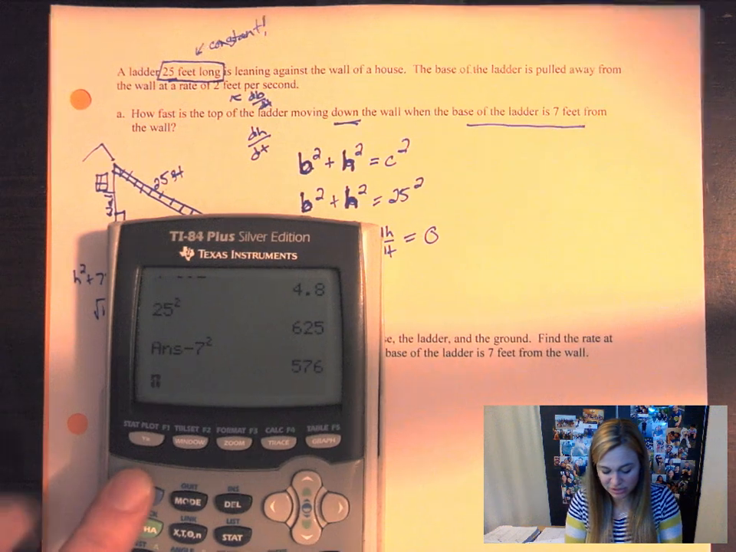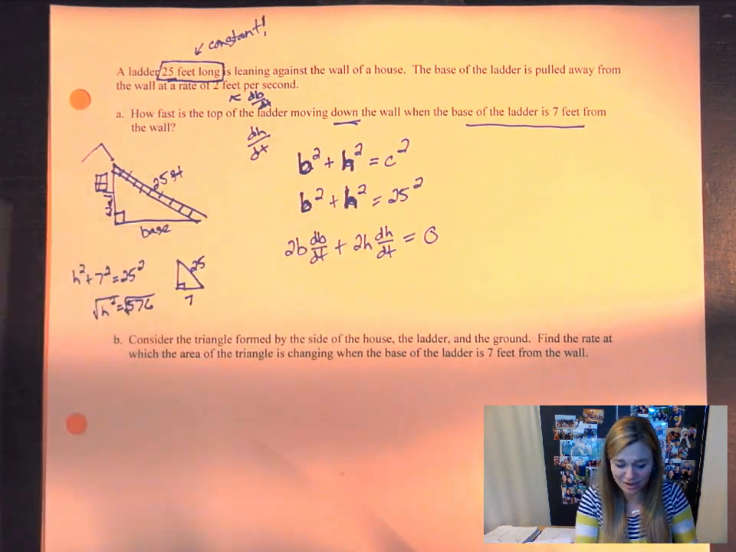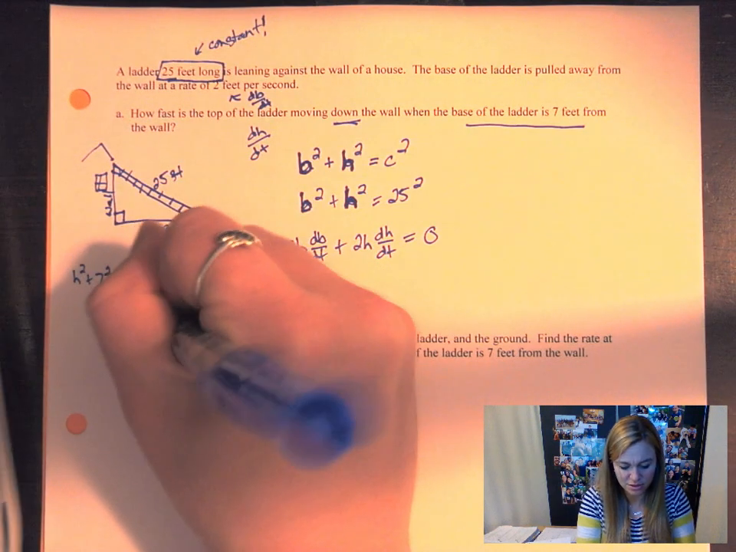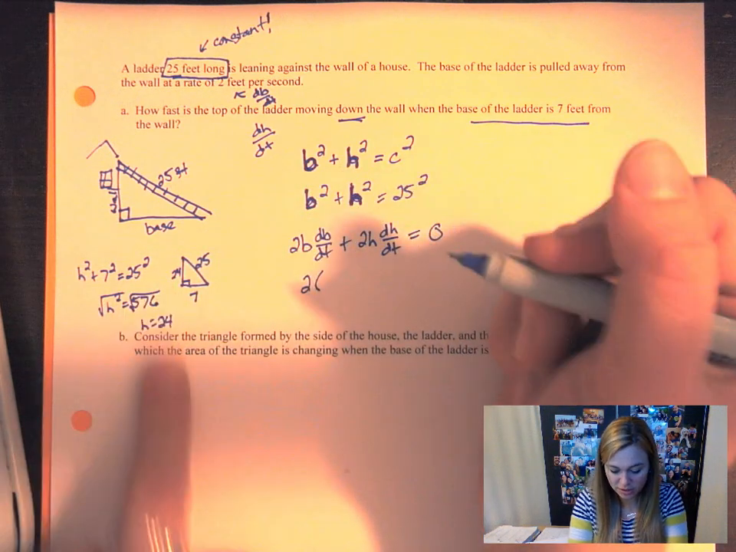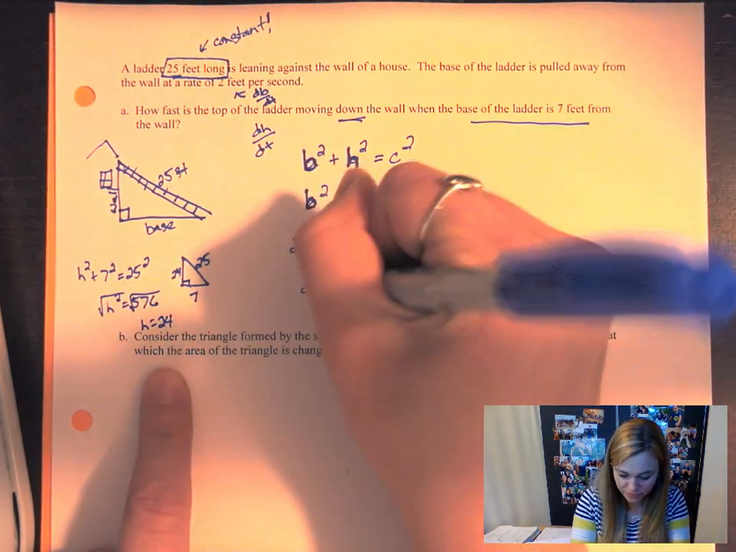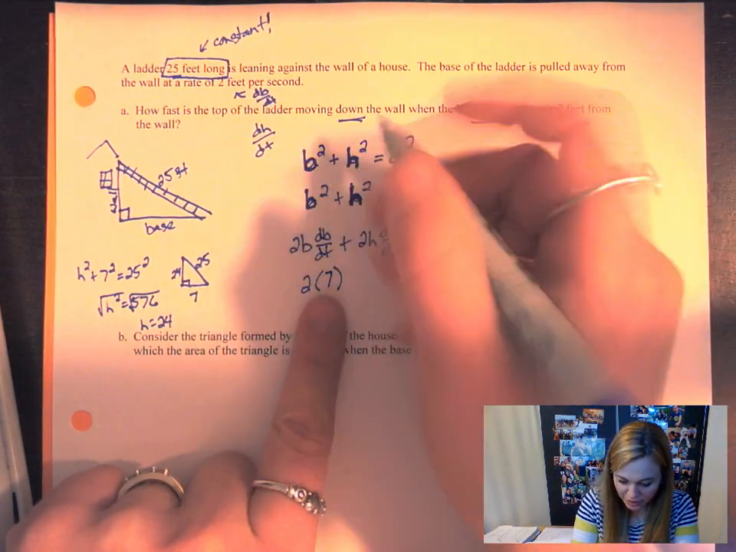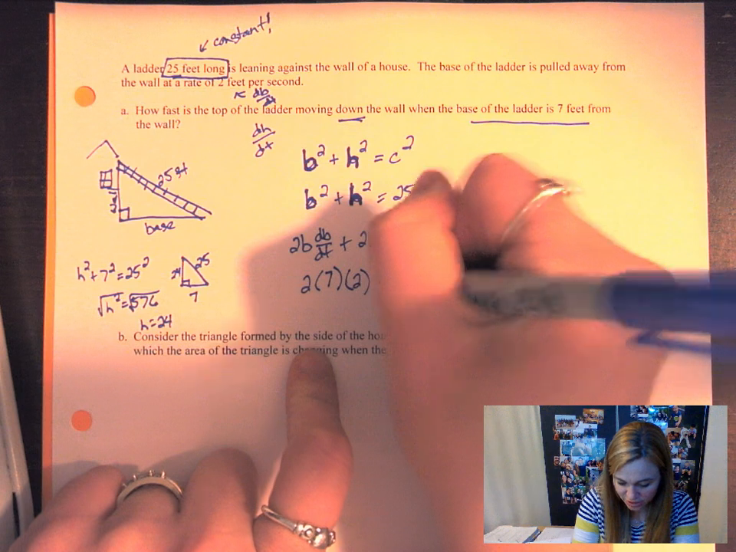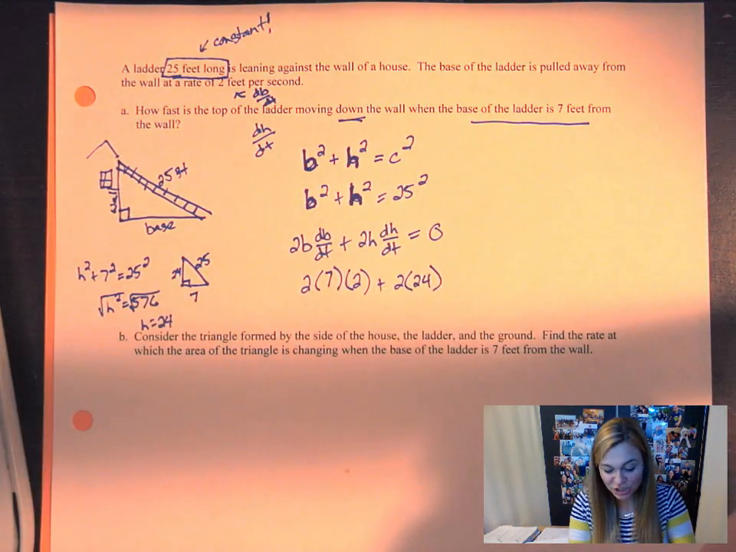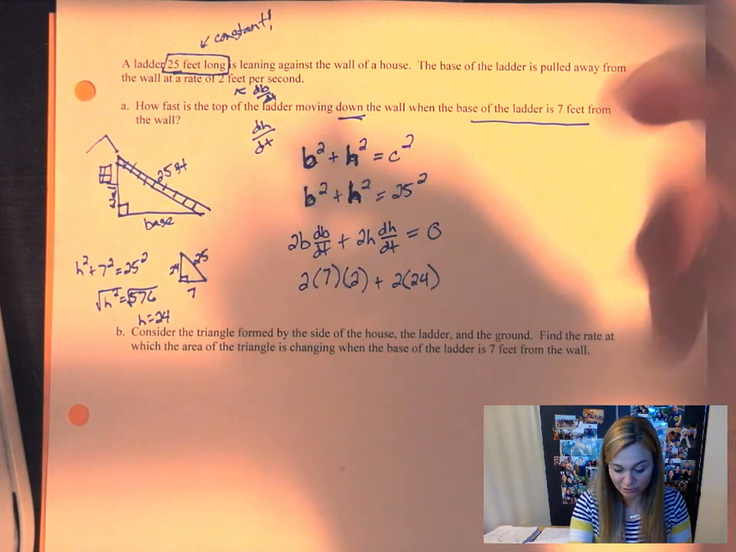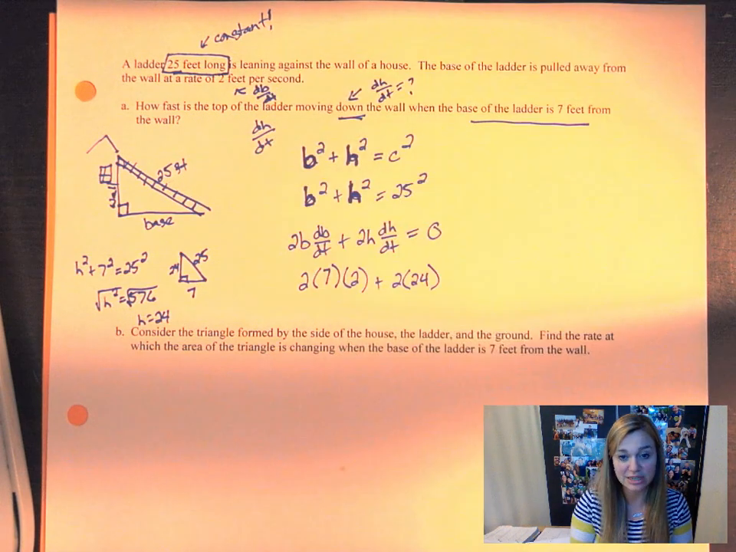And you can see right now if it turns out to be something nice, but I don't think this one does. Oh wait, yeah, it does. 24. I mean, I totally knew that. I was just making sure you did. Which means now I can substitute this in. The base was 7. dB/dt is, we already said this one. It's being pulled away at a rate of 2 feet per second, so I can put that in here. h we just found to be 24. dH/dt, that's what I'm looking for because it's how fast it's moving down the wall, but it's talking about the height of the wall. So dH/dt is what I'm looking for.